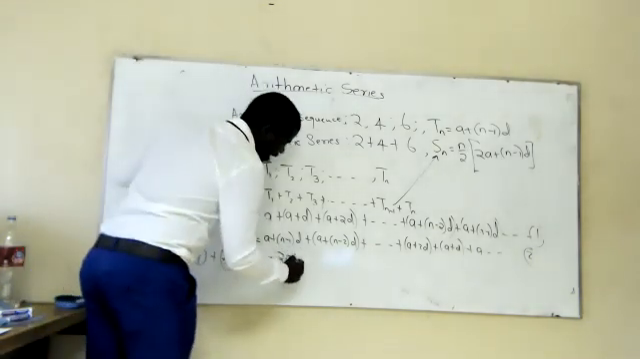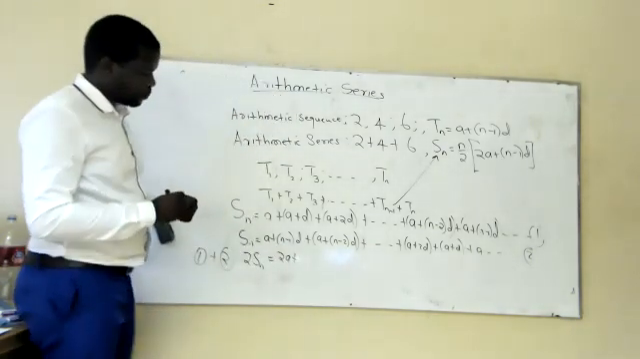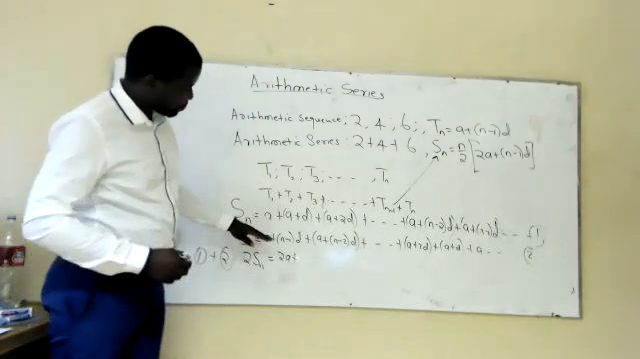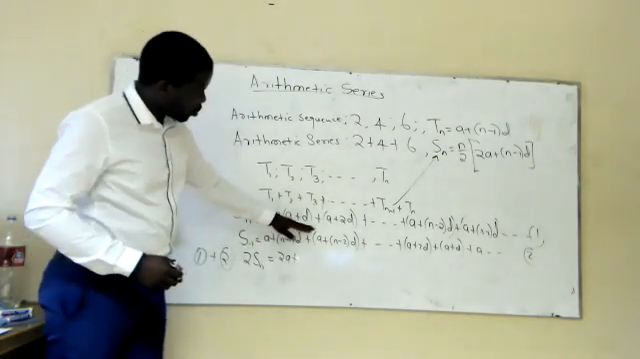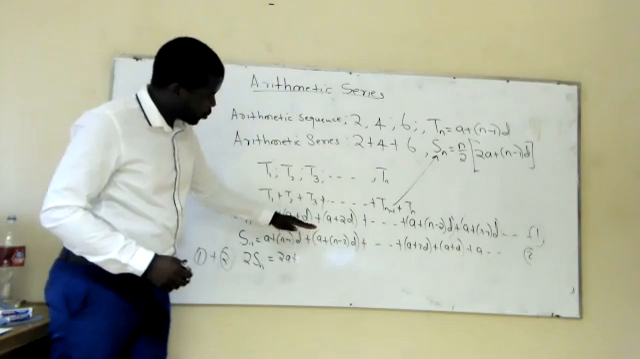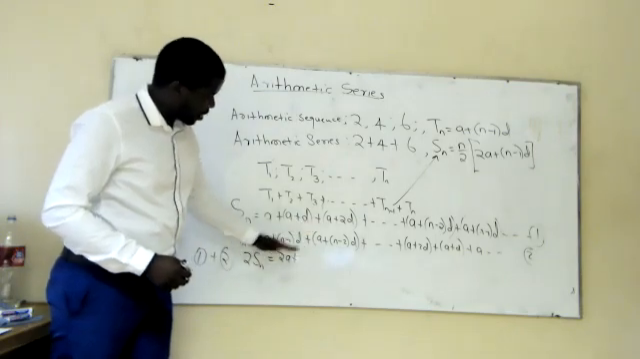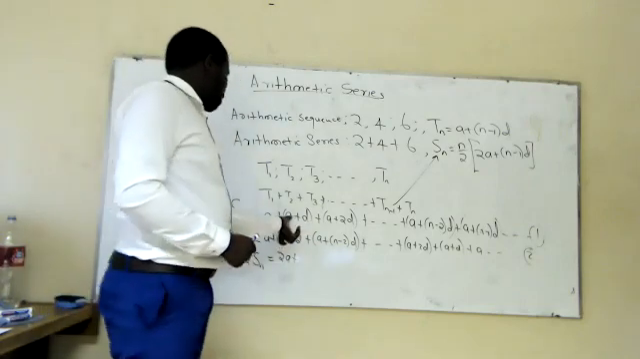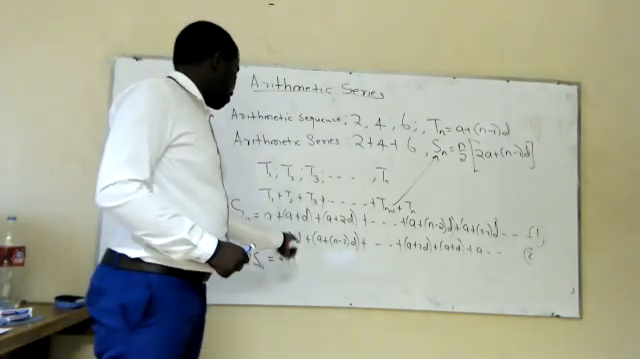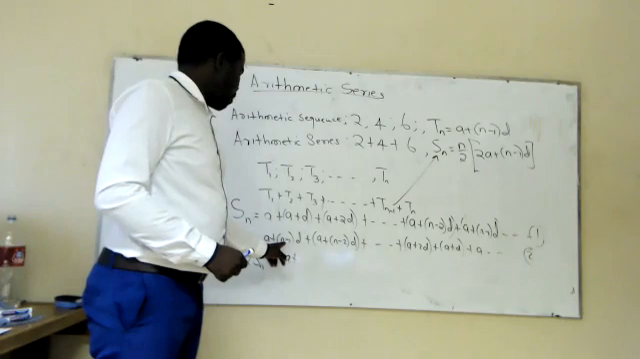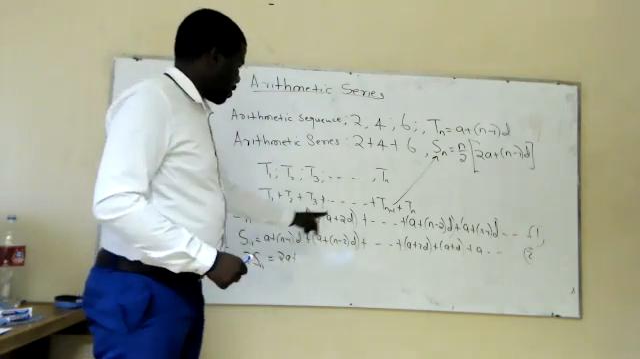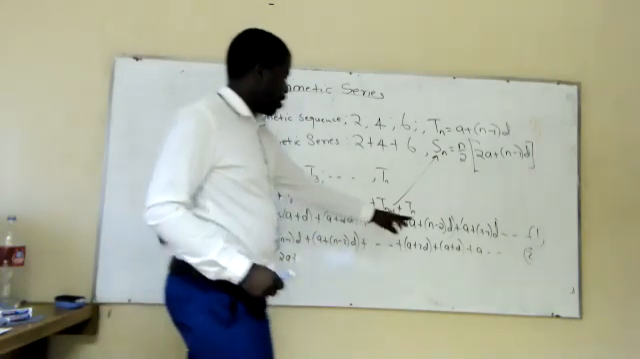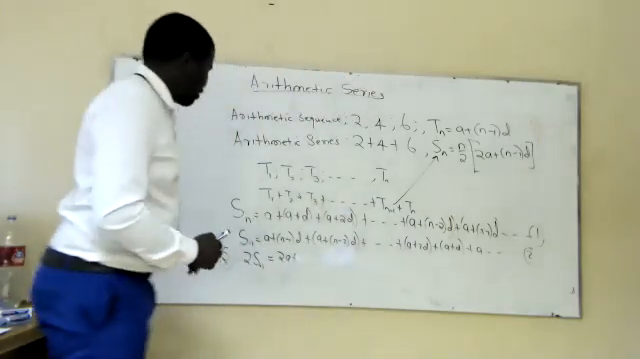And then on the other side, what are we supposed to do? We add the like terms here. So now, from this, we're going to add this together with that. When you add them together, what do you obtain? There's a relationship between these terms. This, you add it with that. This, you add it with that. This, you add it with that, like that.